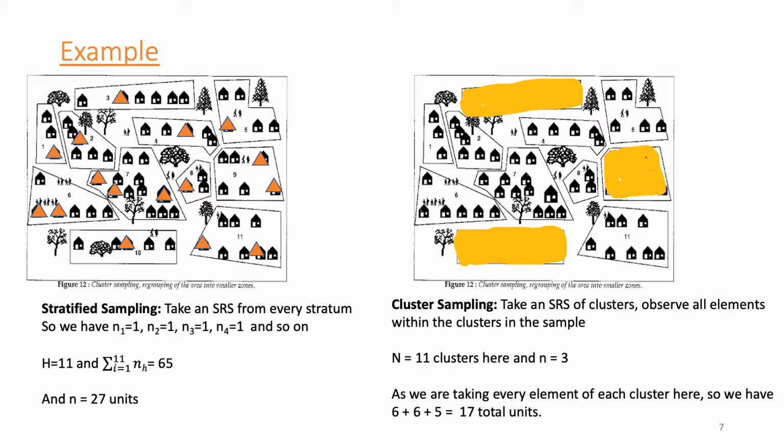Also, since we are observing all the elements within the clusters in the sample, our total units will be equal to the sum of the sampled clusters. So cluster 1 has 6 units, cluster 3 has 6 units, cluster 9 has 6 units again, and cluster 10 has 5 units. So in total it is 17 units.